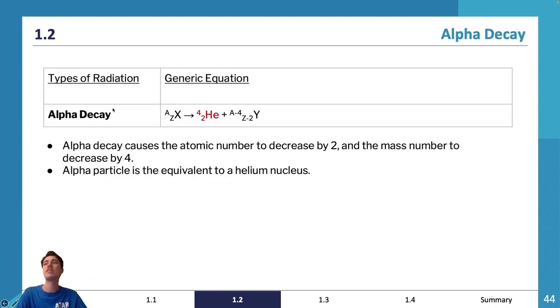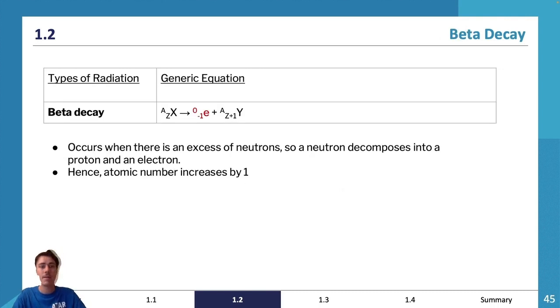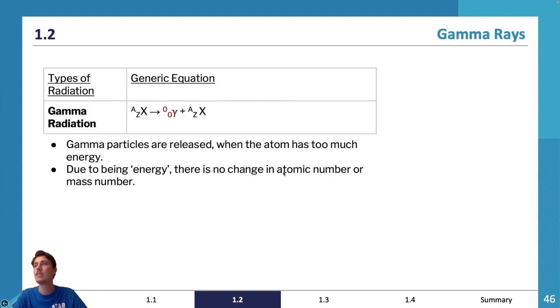As you can see here with alpha decay, the atomic number decreases by 2 and the mass number decreases by 4. So an alpha particle is equivalent to a helium nucleus. Beta, on the other hand, occurs when there is an excess neutron, so a neutron decomposes into a proton and an electron. Essentially, the atomic number increases by 1. Then gamma radiation is released when the atom has too much energy. Due to being energy, there is no change in the atomic mass or number.